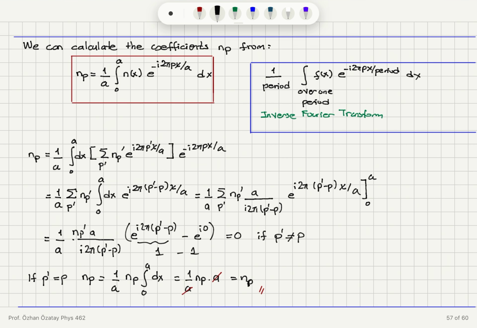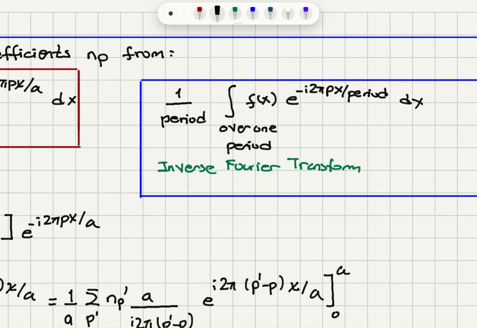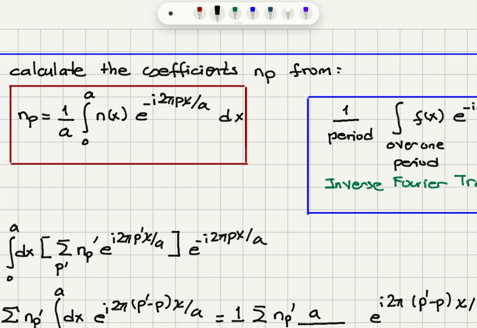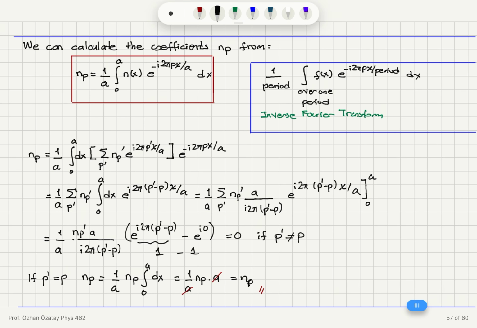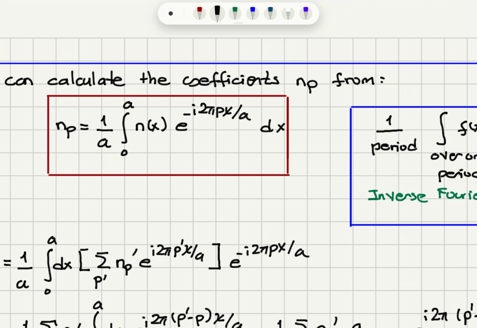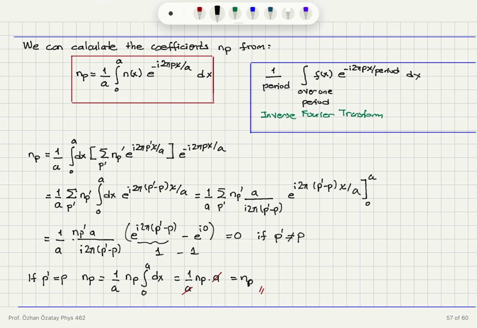Okay, how do we calculate these Fourier coefficients n_p? It's calculated using this inverse Fourier transform: 1 over the period, integral over 1 period of the periodic function times e to the minus I 2 pi p x divided by the period, dx, for the one-dimensional case. So this would give me for the coefficients n_p: 1 over a, integral over 1 period, 0 to a, of n of x e to the minus I 2 pi p x over a dx.